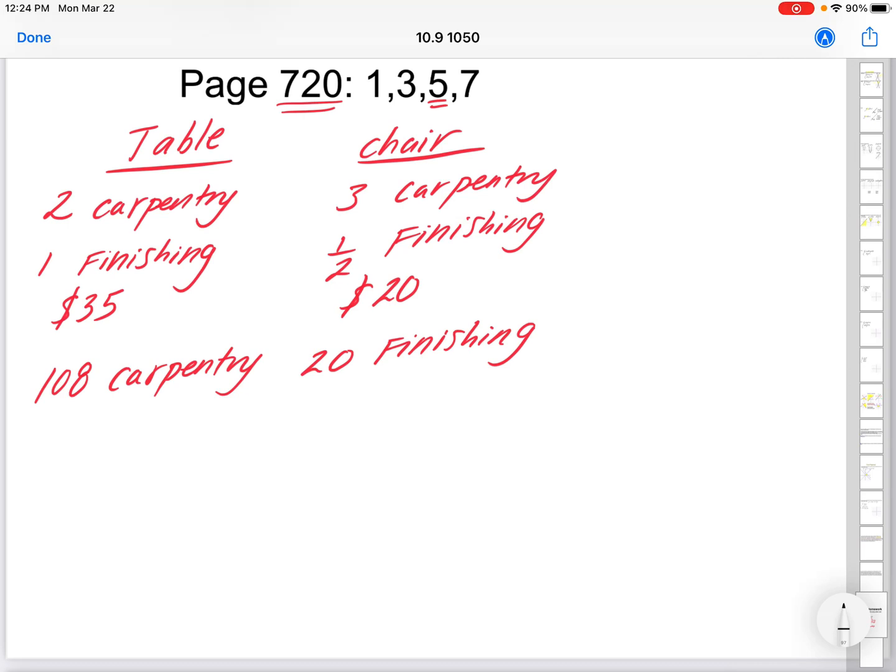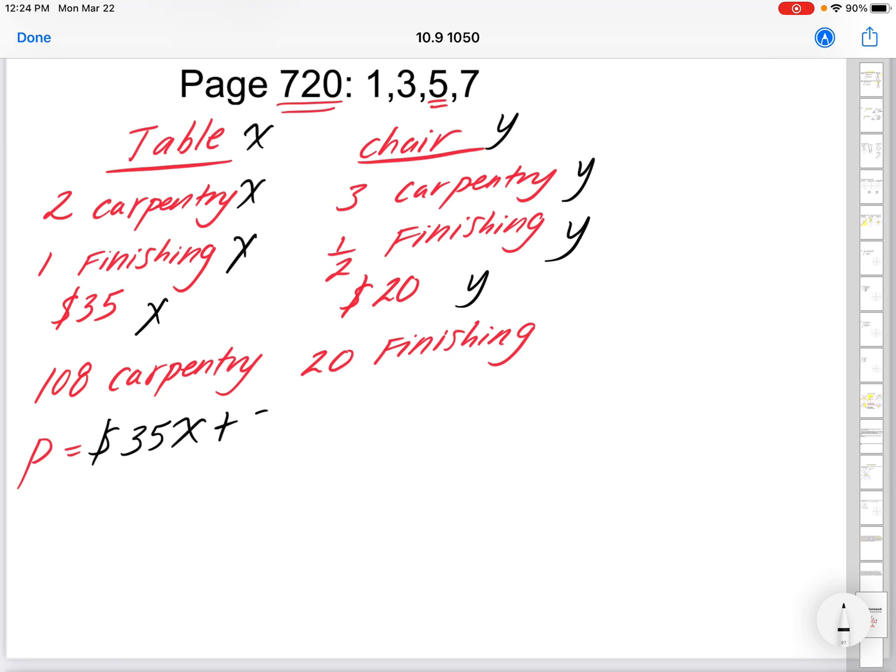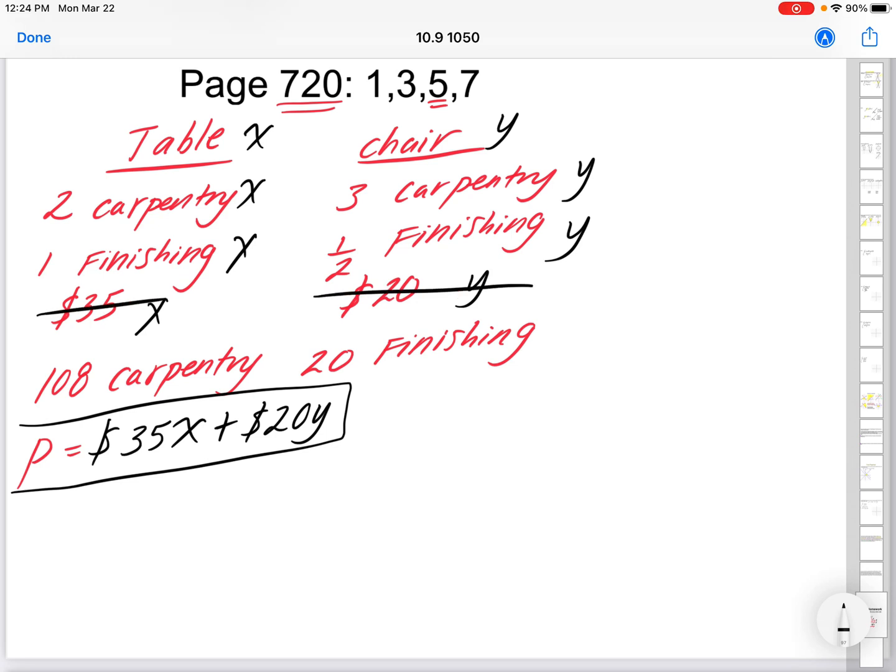So what we would do is set up a profit statement. First of all, I would put variable X for tables. Let's stay consistent. And then our chairs, we'll call our Y's. So we would say our profit is 35X plus 20Y. Now we're not going to use anything with our profit again. And then we're going to set up a system of equations.